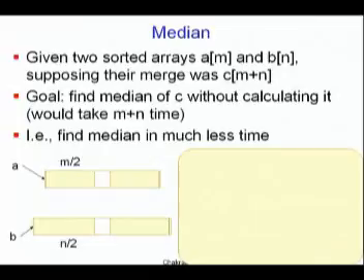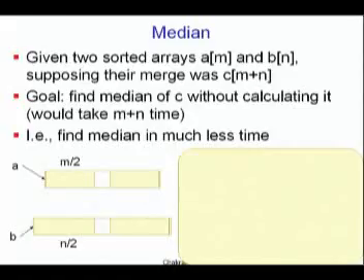I'll discuss a simpler problem, which is suppose we are given 2 sorted arrays, A of m and B of n. Suppose their merge is C of m plus n, and we have seen how to merge it. The goal is to find the median of C without allocating or calculating C at all. Can we do that? And we want to do it in far less time than m plus n. If I had m plus n time, I could merge it and then find the median trivially. Suppose I won't allow that time, and I won't even allow allocating or calculating C. Can we find the median of the merger of A and B faster than merging it?